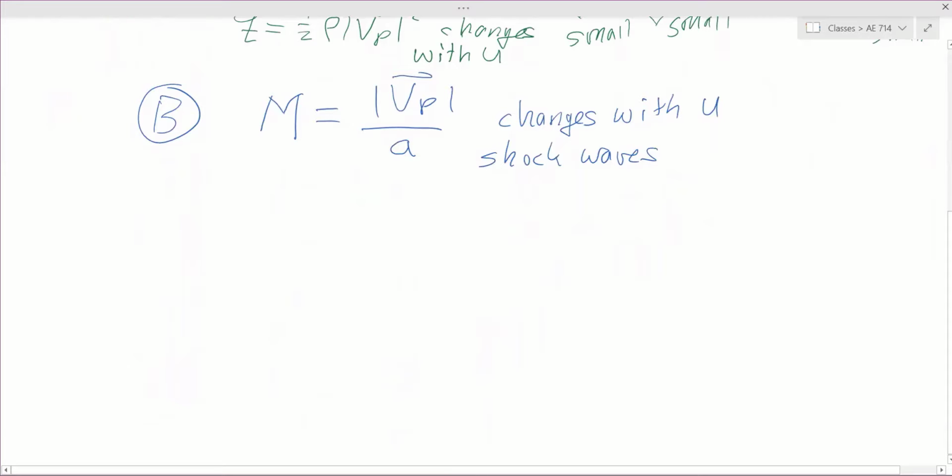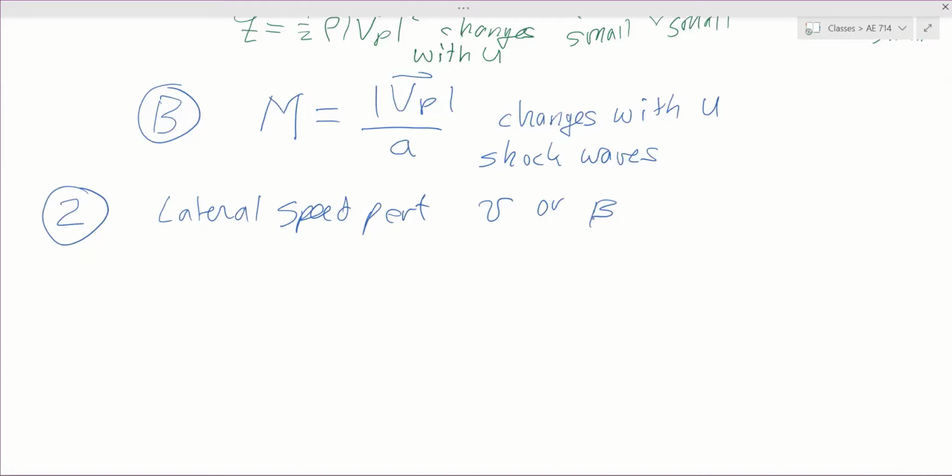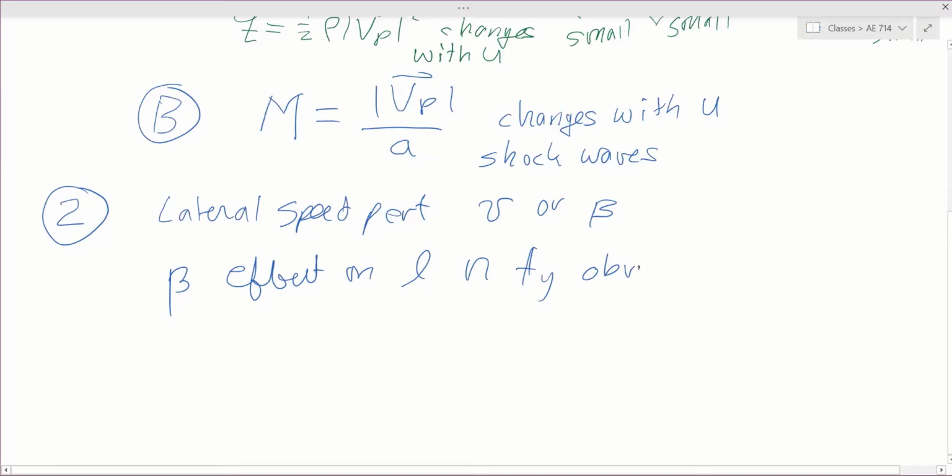Okay, so u, that's the reason we include u. Okay, how about the second variable? So now we're talking about lateral speed perturbation v or beta. And this is pretty obvious because we've talked about how beta changes the yaw and the roll and all of that. So the beta effect on like the rolling moment and the yawing moment and the side force is obvious.